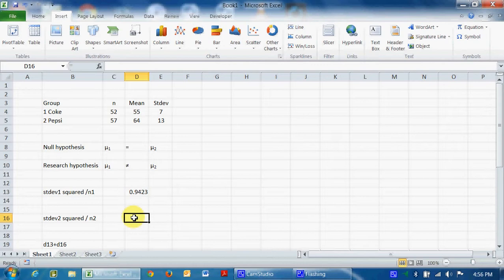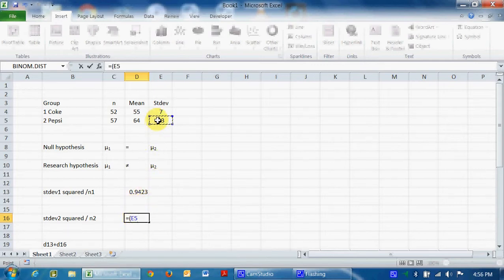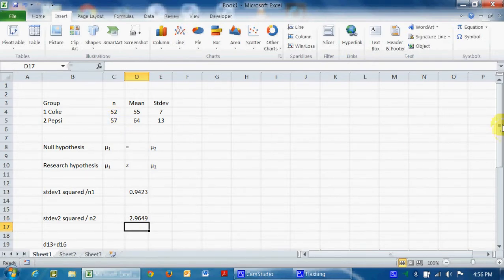We're going to go ahead and do something very similar for the one below it, but with group 2. So we're going to go equals, open parentheses, E5 to the power of 2, so shift 6, 2, close parentheses, over C5. Okay, there's your value.